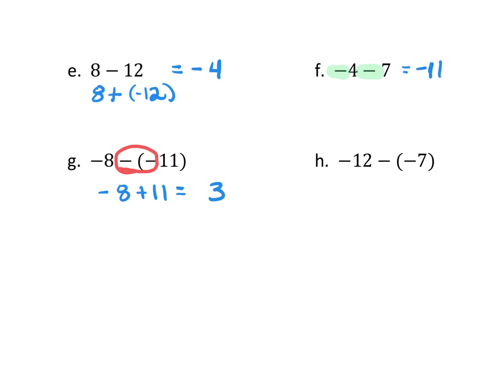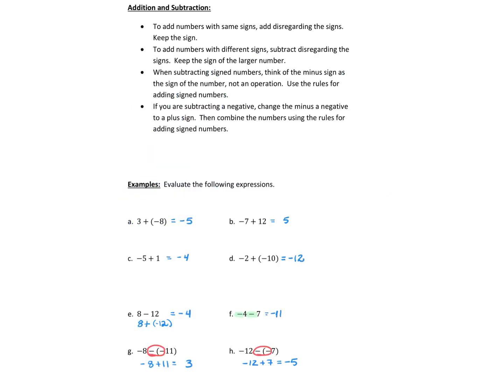For example H, we have the same thing. The first thing I want to do is, if I see any minus and negatives, I want to change it to a plus sign. And so this is going to become negative 12 plus 7. We have different signs, and so we are going to subtract, keep the sign of the larger number, and we get negative 5. All right, so that is adding and subtracting.